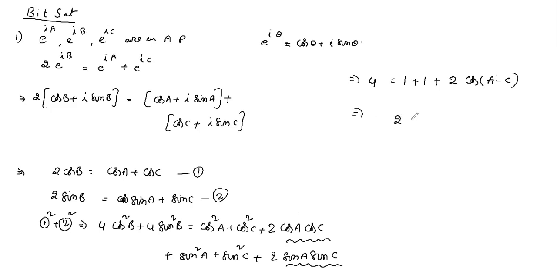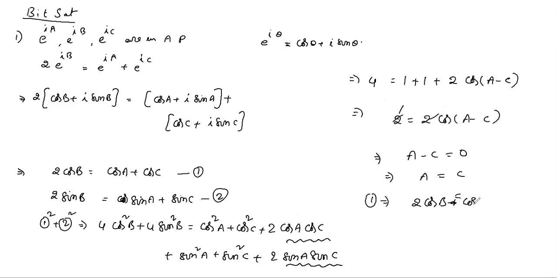So 4 minus 2, 2 equals 2 cos(a minus c). The 2 will cancel, so cos(a minus c) equals 1, a minus c equals 0, since cos 0 is 1. So a equals c. If you put a equal to c, you will get 2 cos b equals cos a plus cos c, and cos c is also cos a. So 2 cos b equals 2 cos a, b equals a. Therefore a equals b equals c, so the triangle is an equilateral triangle.